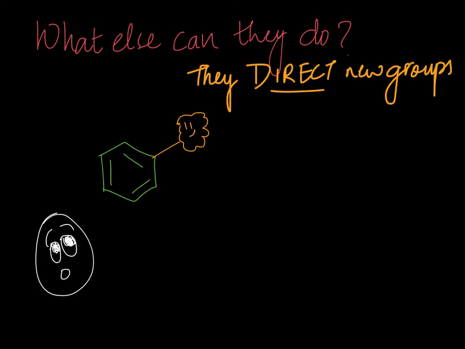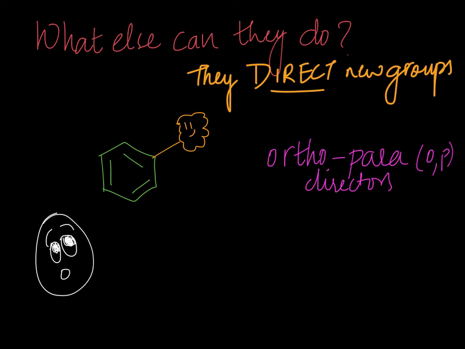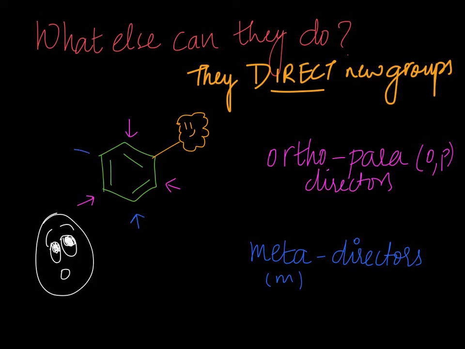Now there's two kinds of directors. Ortho-para directors, which make new groups go to one of these two ortho positions or this para position. And then you've got meta directors, which direct the new group to one of these two positions. And remember, all of these positions are relative to the original group that you're considering. So let's take an example.